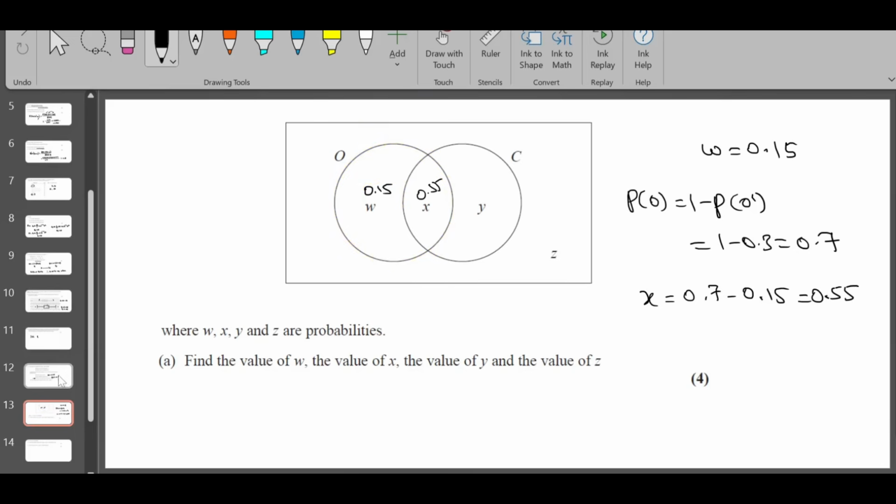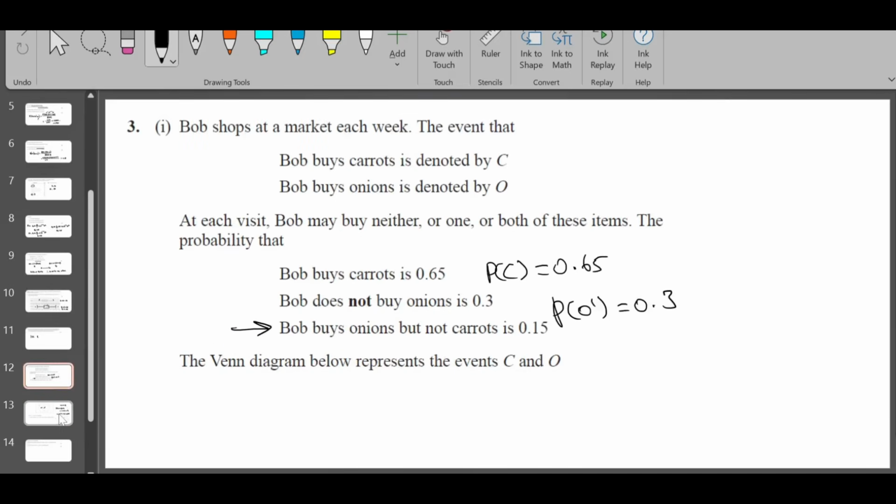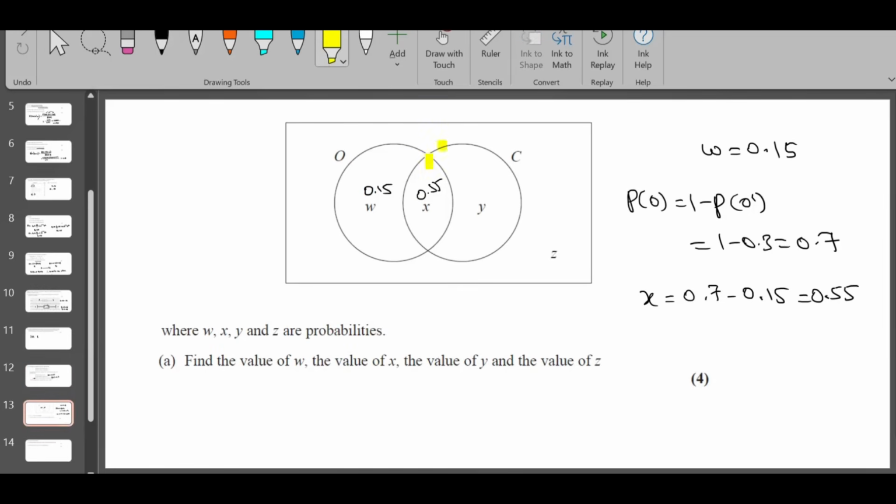We know P of C. P of C is given as 0.65. That means this whole circle is 0.65. We already have 0.55 there. So Y will be 0.65 minus 0.55, which is 0.1.